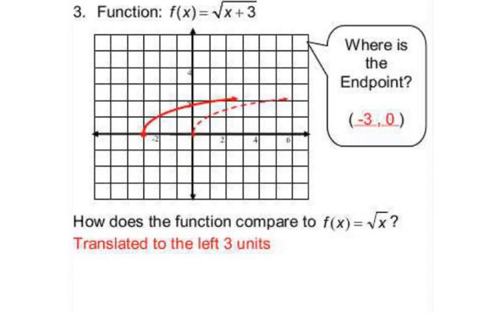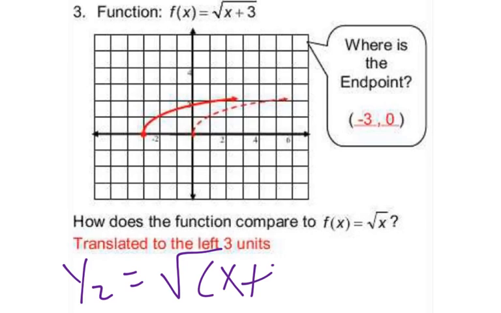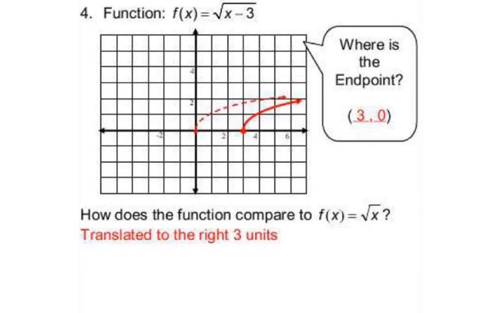Number 3, if you were to go back and take that parentheses out and do y2 is equal to the square root of x plus 3 and then close your parentheses, your graph is going to look like this. Your new endpoint is over here at negative 3, 0, and what happened is we went to the left 3 units. For number 4, the square root of x minus 3 looks like this. Your new endpoint is 3, 0. It went to the right 3 units.